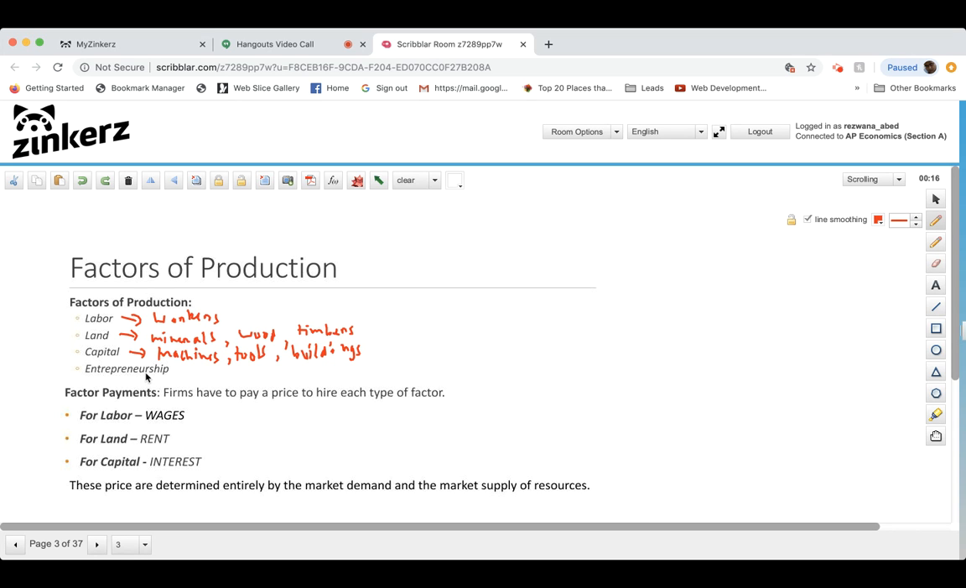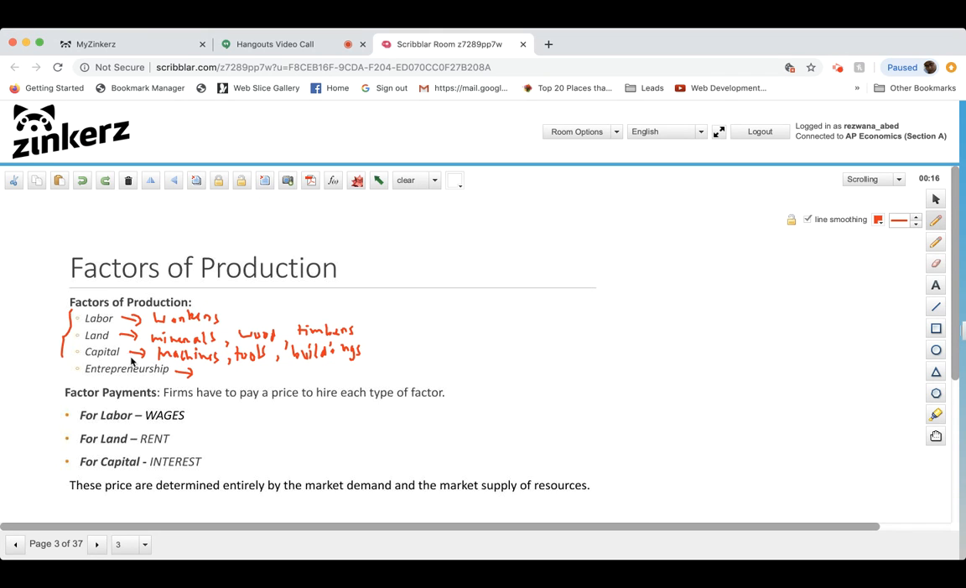And then the last factor of production that we saw was entrepreneurship, which is when a person combines all three of these other factors of production to start a business, right? So they take risks in that business, they assume responsibilities, and we call that entrepreneurship, which is also a factor of production.